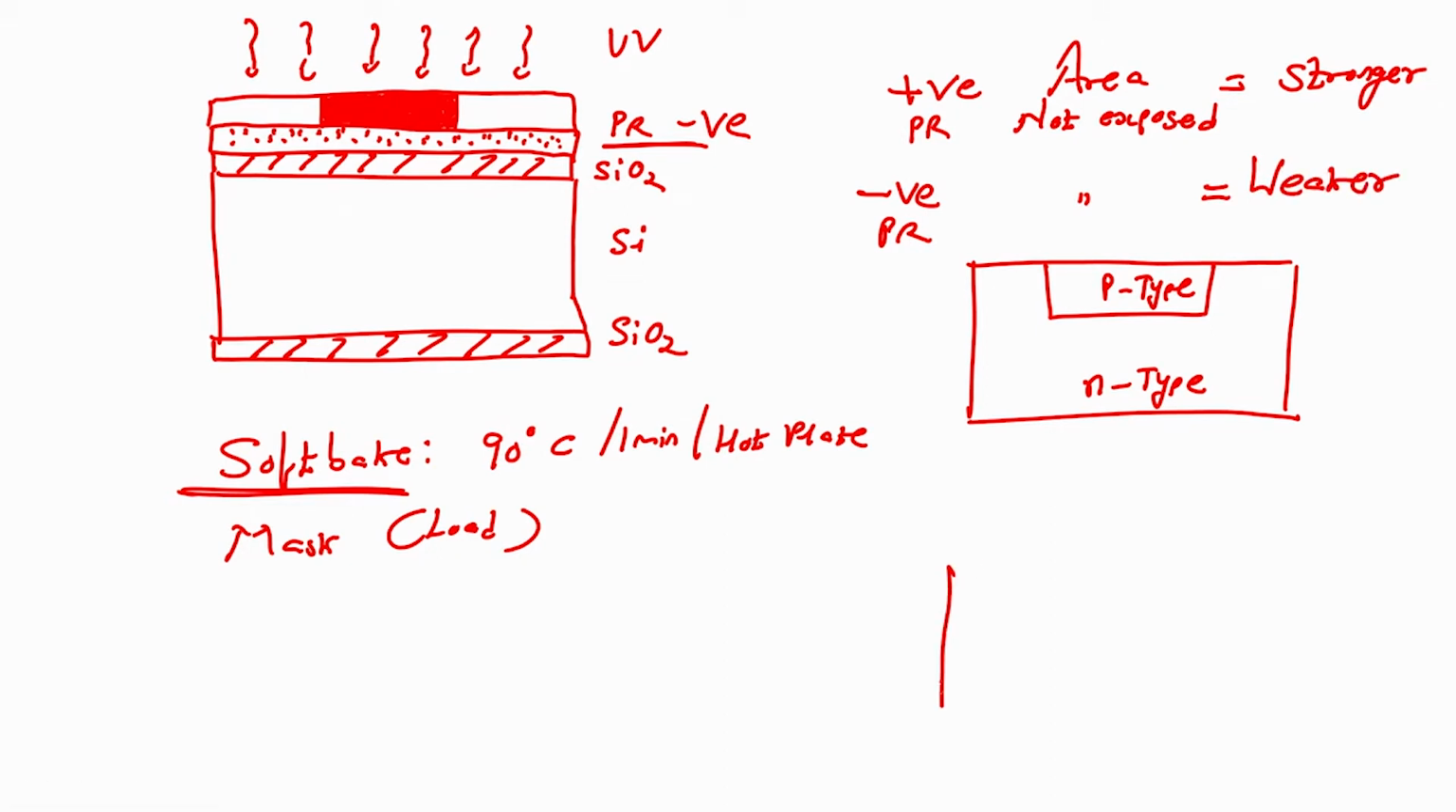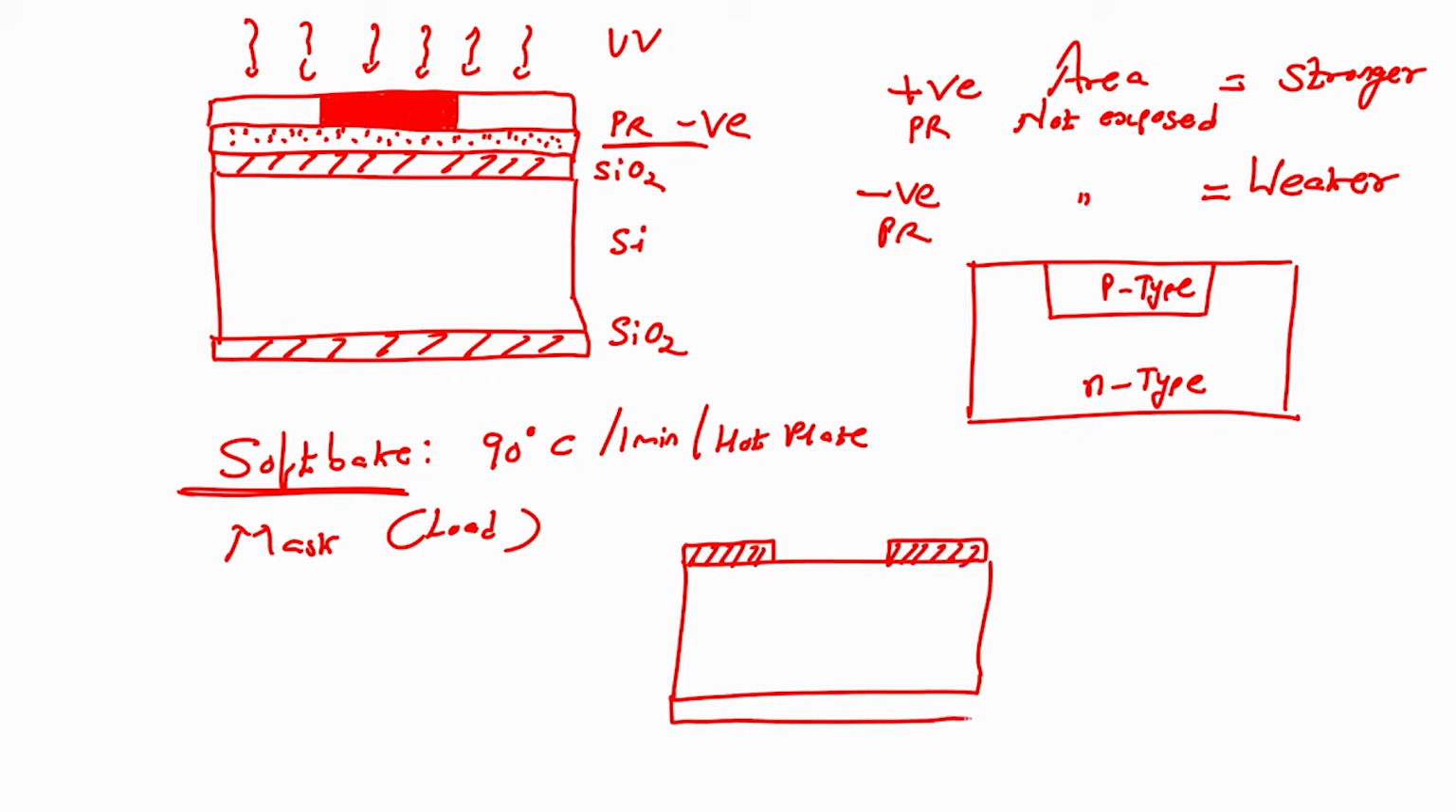What we want is to create a window in SiO2 like this, so that we can dope p type material in this area. To obtain that, we have to protect the photoresist on these two areas, and from the other area we have to etch out the photoresist. That we can do when we use negative photoresist with a bright field mask.